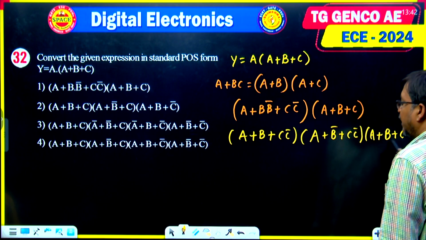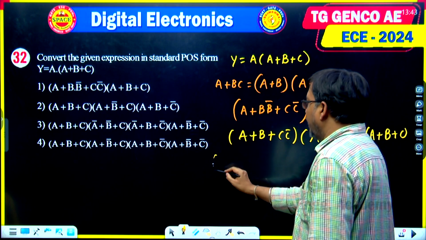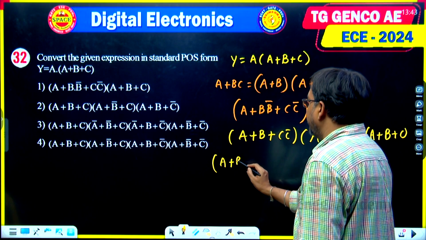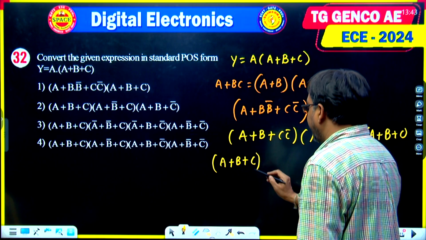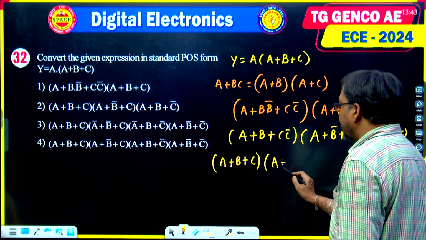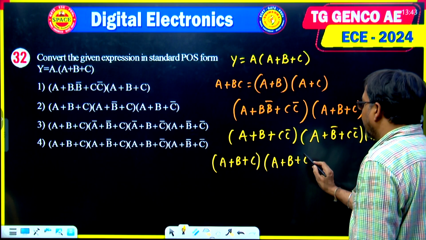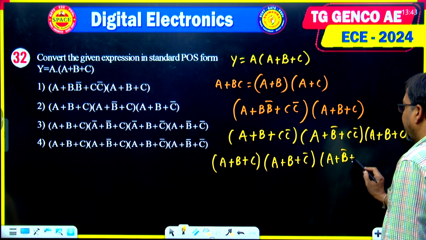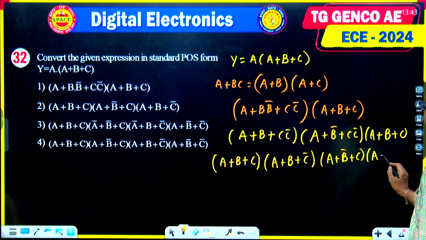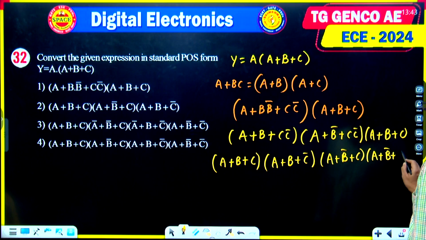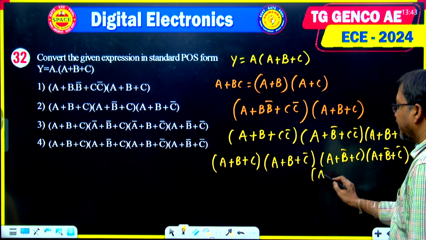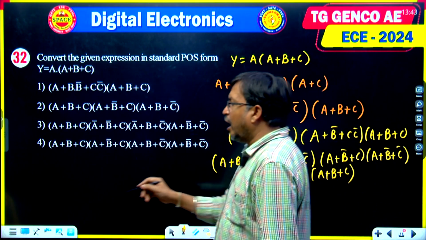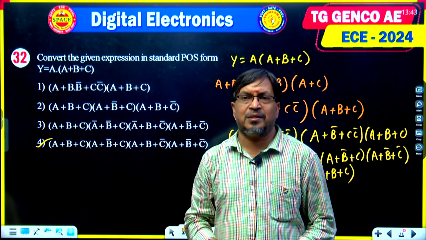Now again I am considering this as one term. So A plus B, one term, I am considering as it is. Now CC bar, I am writing (A plus B plus C) into (A plus B plus C bar) into, again, (A plus B bar plus C) into (A plus B bar plus C bar) into (A plus B plus C). So the correct answer is option 4, students.